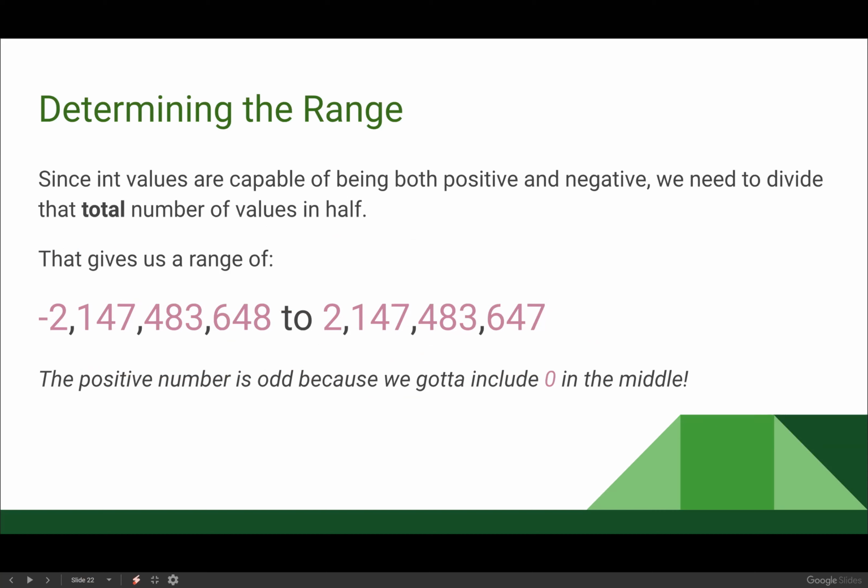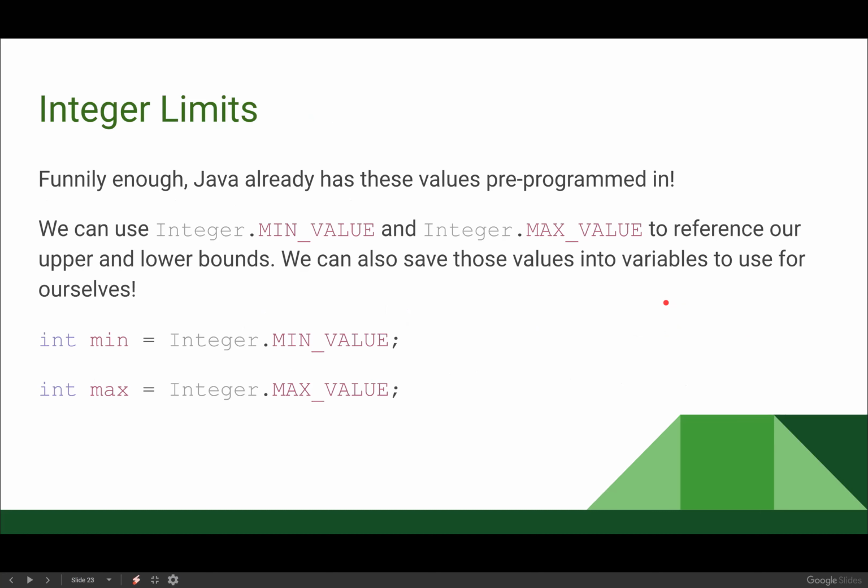Yes, Owen? If you went above or below that limit, would it just keep adding numbers? I am about to talk about that. Good question. So, funnily enough, Java already has these values pre-programmed in. We can use Integer with a capital I and fully spelled out .MIN_VALUE and Integer.MAX_VALUE to reference those upper and lower bounds. We can also save those values into variables to use for ourselves.